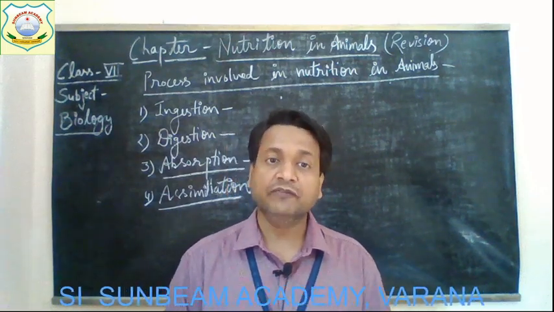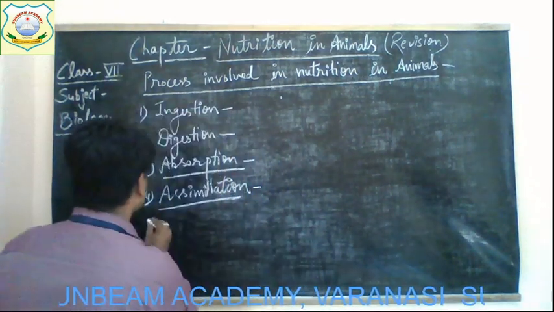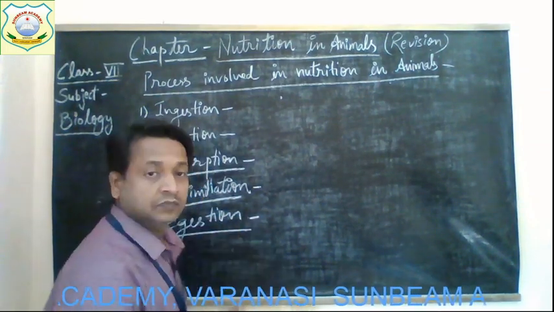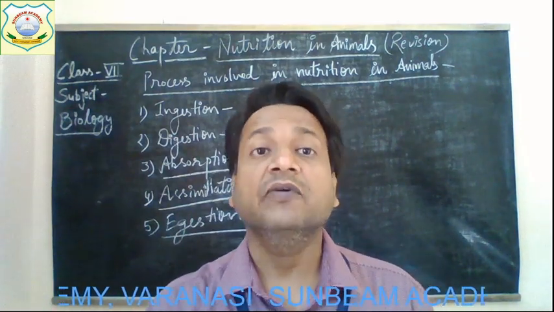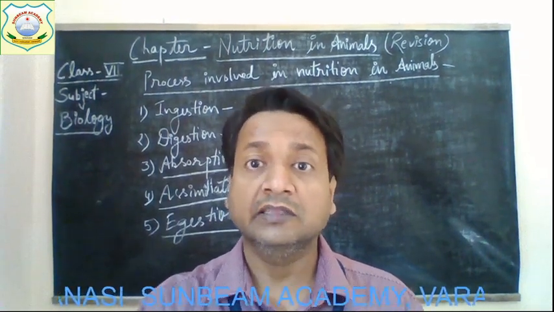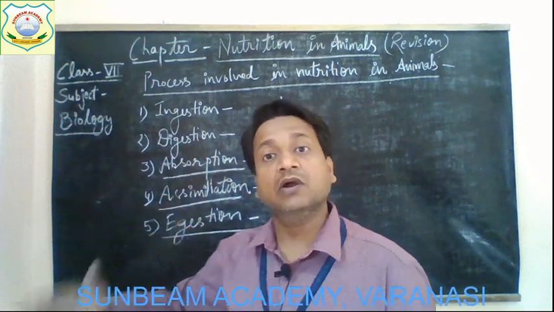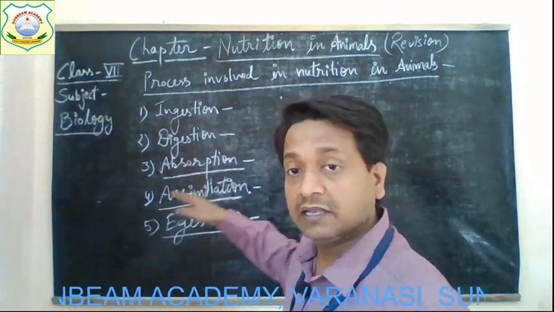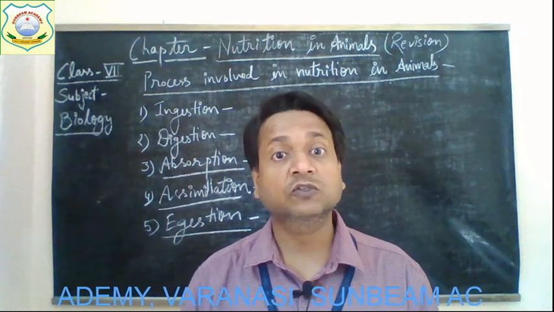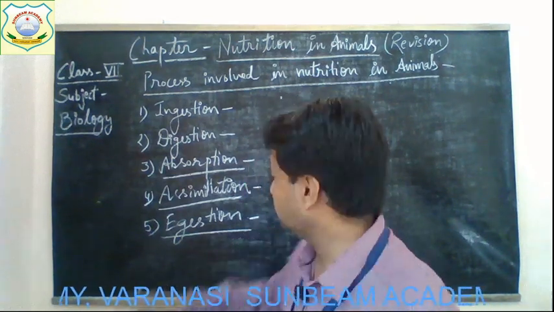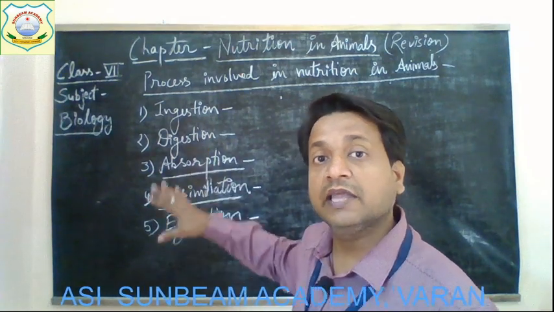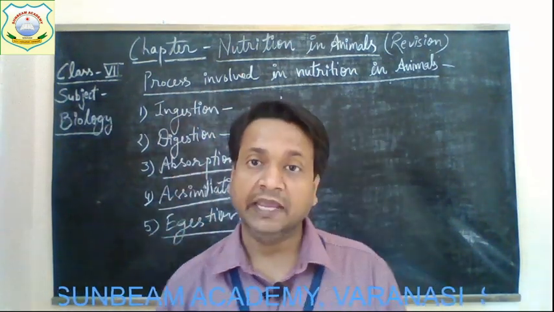Alright, now come to the fifth process, and the fifth process is egestion. This is the process of elimination of undigested solid parts of the food. Okay children, after the process of digestion, when all nutrients get absorbed and assimilated, the rest of the food, which is waste, gets removed from the body in the form of solid. So this removal of solid waste is termed egestion. Got it? So these are the five processes involved in nutrition in animals.